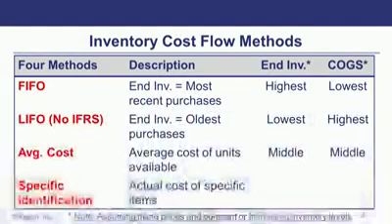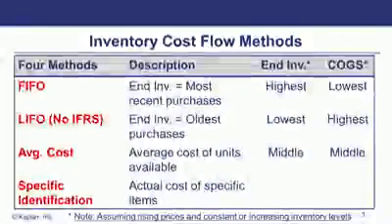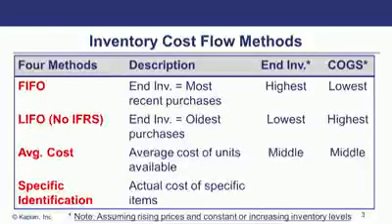So let's have a look at our cost flow methodology. FIFO, now of course FIFO stands for first in, first out. The first goods that entered your warehouse were the first goods that you sold. In other words, you've sold the oldest items first. Now of course what that means is your ending inventory must be made up of the most recent purchases. So we're going to value the ending inventory using the most recent purchase prices.